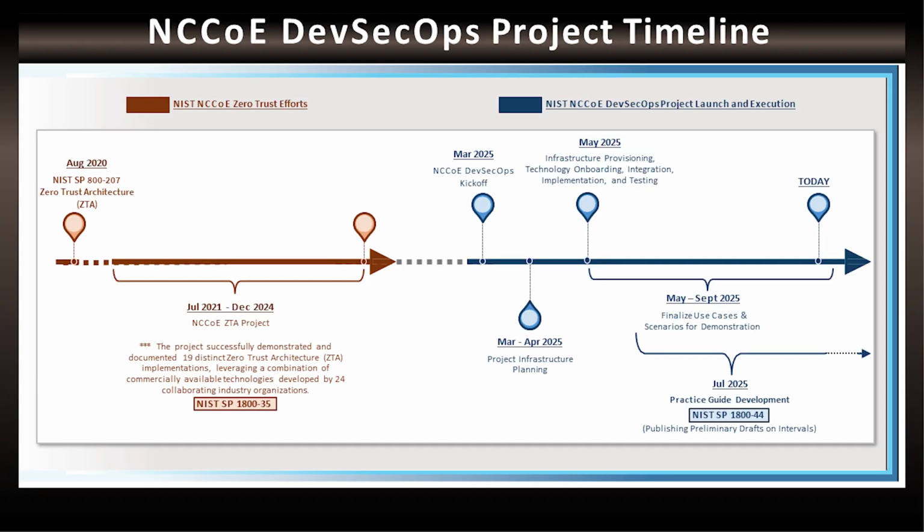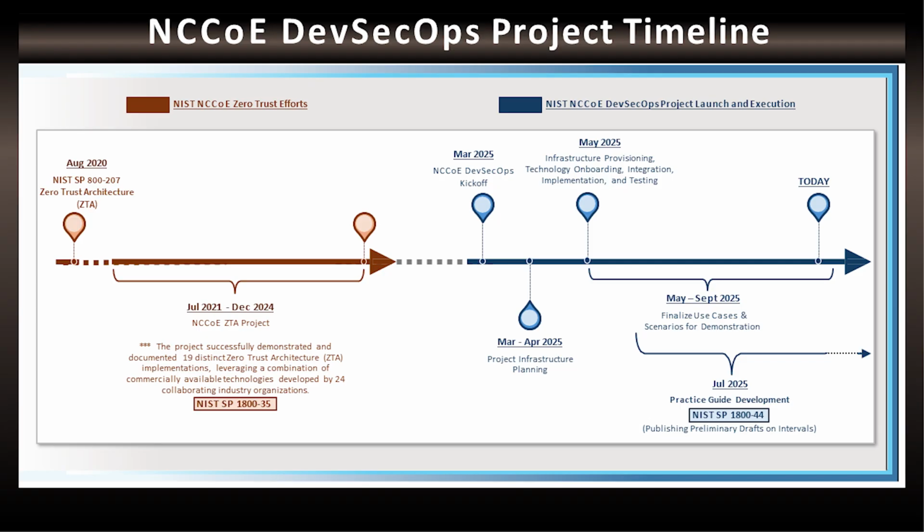So this is the timeline for our project with respect to the progress that we achieved thus far. The left side of the timeline, which is in red, represents two zero trust efforts that we conducted at NIST and NCCoE. In 2019, we ran a year-long zero trust research project and produced the NIST SP 800-207, the ZTA document, which we published the final version of in August of 2020.